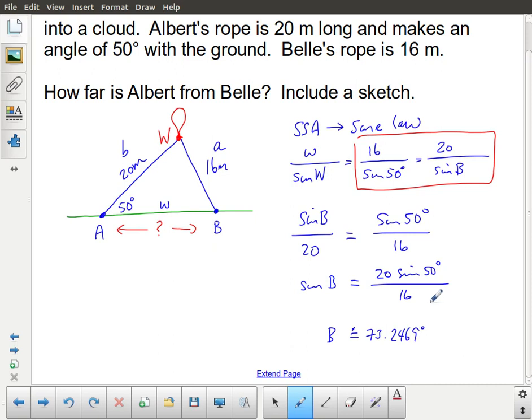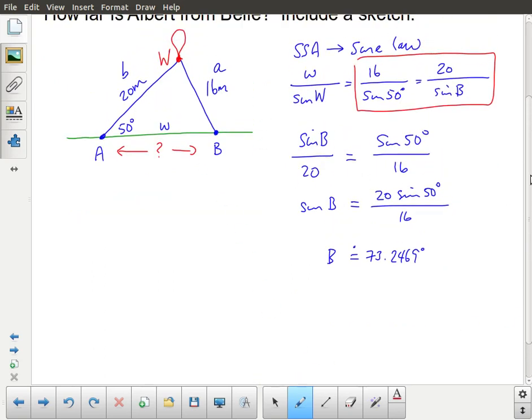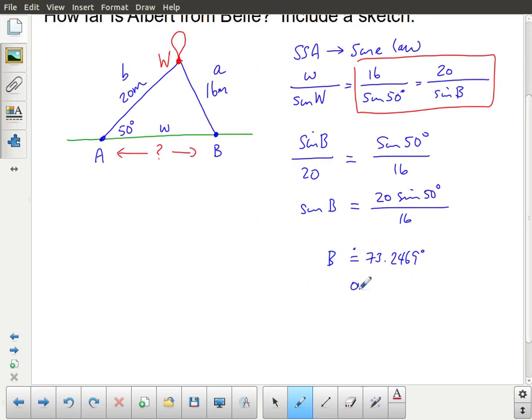73.2469 degrees. Now, obviously I've already talked about this in quite a bit of detail, which is the fact that sine has some ambiguity. But if we take a look at the diagram that I've drawn here, so actually, you know what, let's go ahead and fill this in. Or B is approximately equal to 180 minus 73.2469 degrees. Let's leave it at that for now.